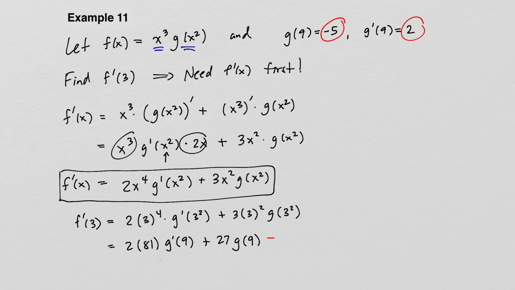And when we do that, this becomes 2 times 81 times g prime of 9, which is 2, plus 27 times g of 9, which is negative 5. And this is 324 minus 135. And if we do the subtraction there, we get 189.